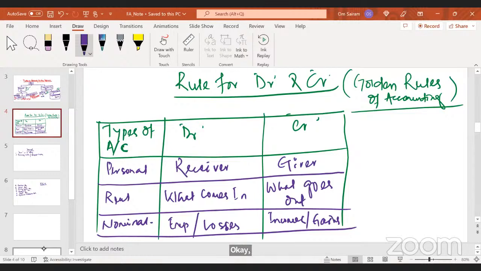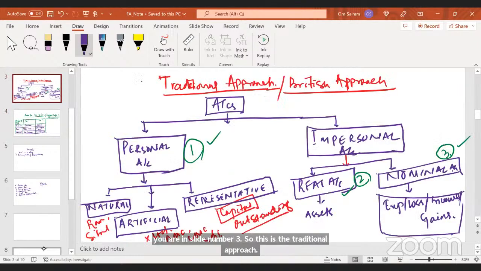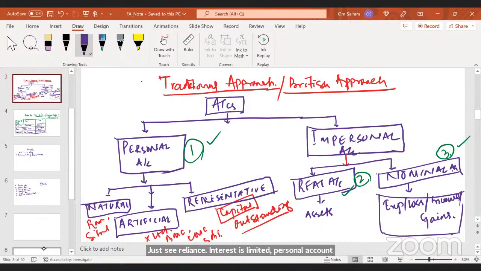Electricity nominal account. Sir, can you show the slide number 3, please? Again, you are in slide number 3. So this is the traditional approach. Just see. Reliance Industries Limited personal account. Electricity personal account. Manas Kumar Samal sir is saying no. Reliance is personal. Prabhanjan sir is saying it. Okay. Then rent is nominal account. So this is the slide number 3. Someone is asking slide number 3, please. What is number 3? Number 3 I am showing.